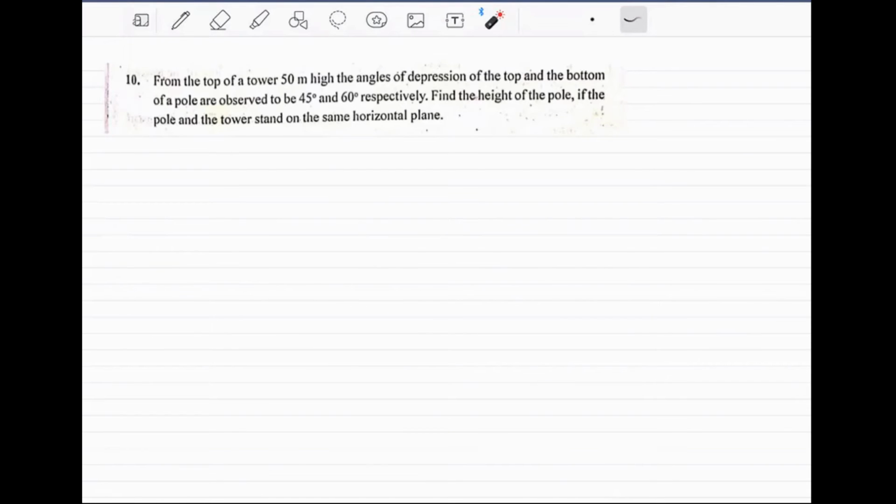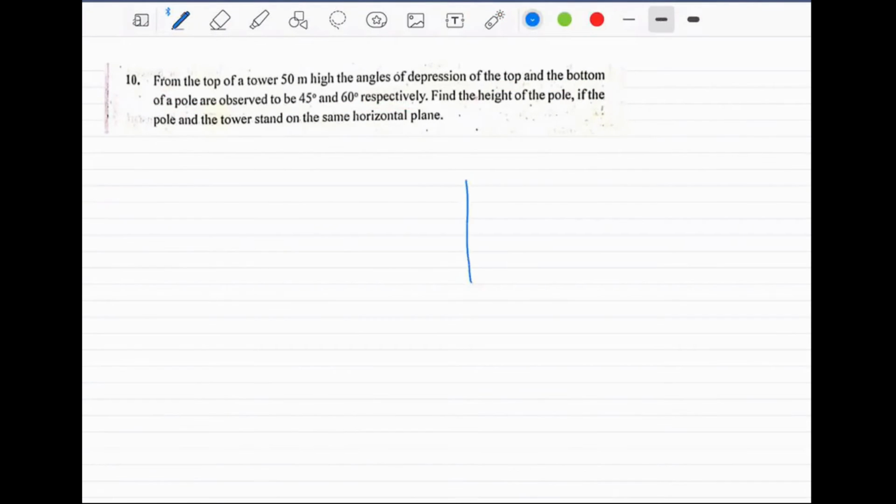You have to be very clear about that. The person is looking from the top of a tower. If it says angle of depression, that means it is looking down. Looking down from the top of a tower, how tall? 50-meter high. Where is the person looking? The person is looking at top and bottom of a pole. A pole is a stick, okay? He is looking down at the top and bottom of a pole, and they are observed to be 45 and 60 respectively. It looks like this.